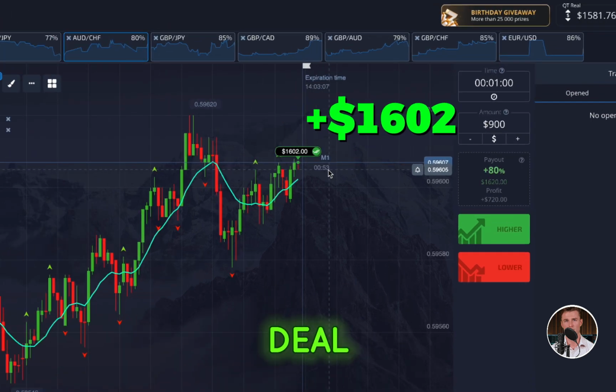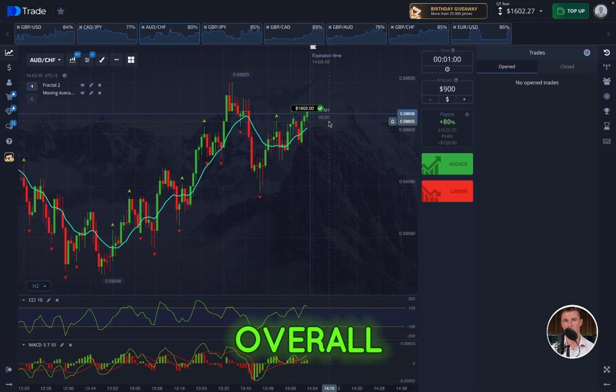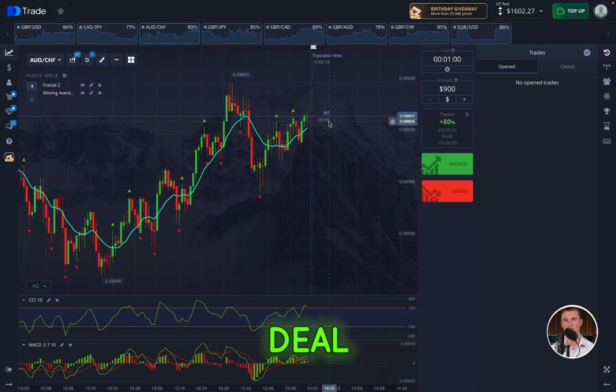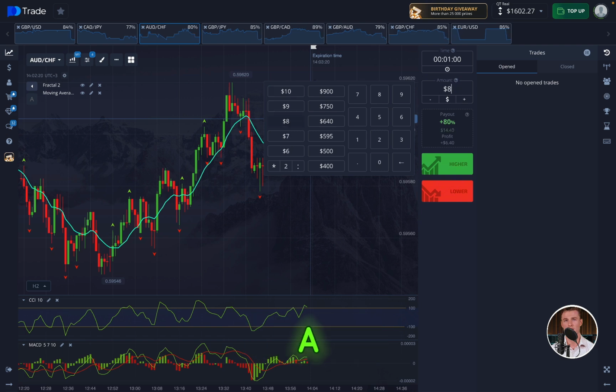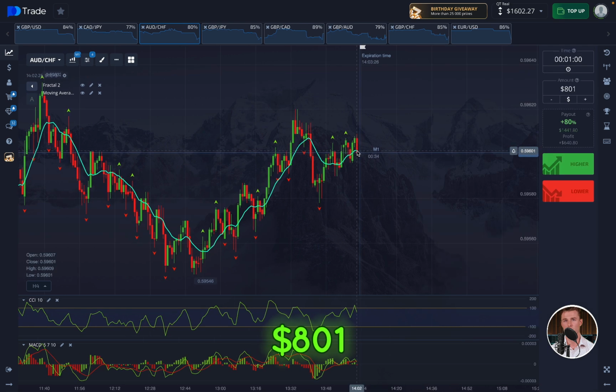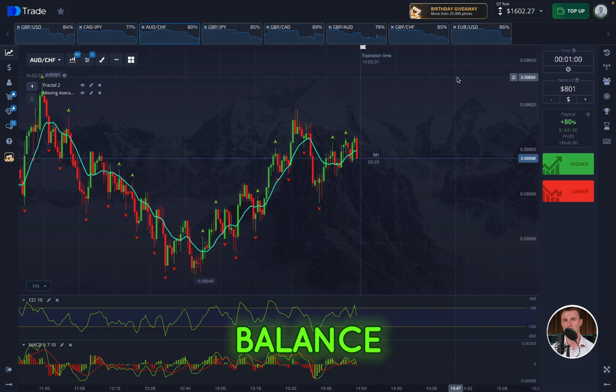And the first deal closes in A+. Overall, the upward trend continued and everything happened as I said. The deal was absolutely correct, and I'm making a profit. Let's change the amount of the deal value. I'll bet $801, and I'll open 2 deals for the entire amount of my balance.